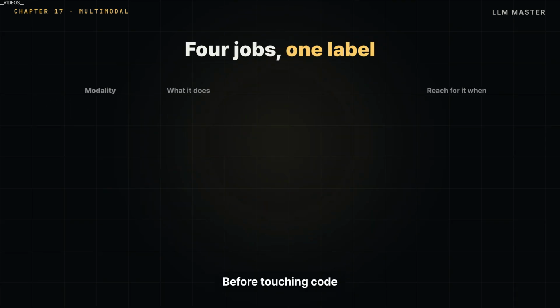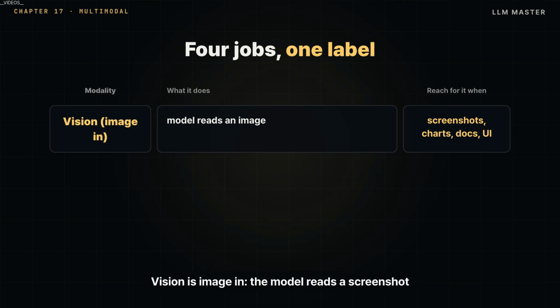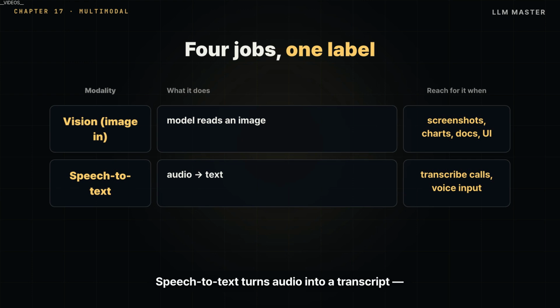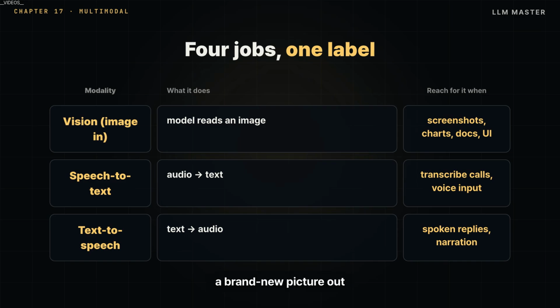Before touching code, get the map straight, because multimodal is really 4 separate jobs wearing one label. Vision is image in. The model reads a screenshot, a chart, a scanned form, and reasons about it in the same request as your text. Speech-to-text turns audio into a transcript, the input side of voice. Text-to-speech goes the other way, turning the model's words into audible sound. And image generation is a different family of model entirely. Text in, a brand new picture out.